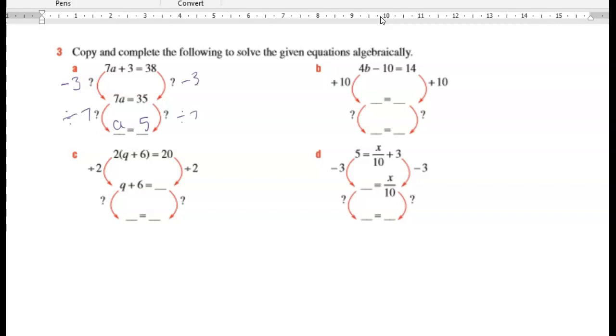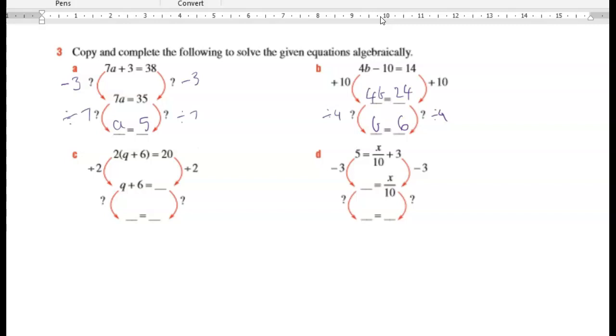Okay, so question B, you can see we got rid of that constant first by adding 10 to both sides. So then we're left with just 4b on the left-hand side, and then 14 plus 10 gives you 24. Okay, so we've got 4b equals 24. And then we get rid of that coefficient. So it's 4 times b, so we're going to be dividing by 4. So that 4 cancels out, and we're just left with b equals 24 divided by 4, which gives you b equals 6.